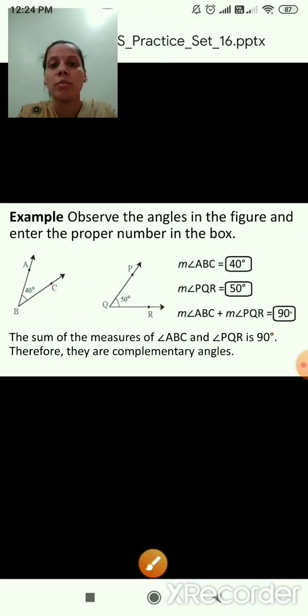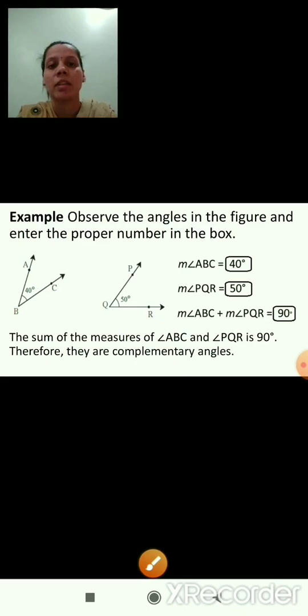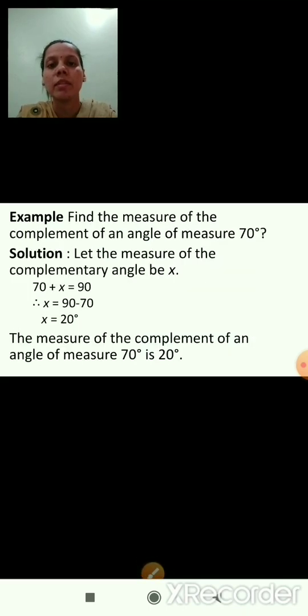Now we will move to the next. One more example we will see. Find the measure of the complement of an angle of measure 70 degrees. One angle is given, that is 70 degrees. You will find out the measure of the complement of the angle 70 degrees.